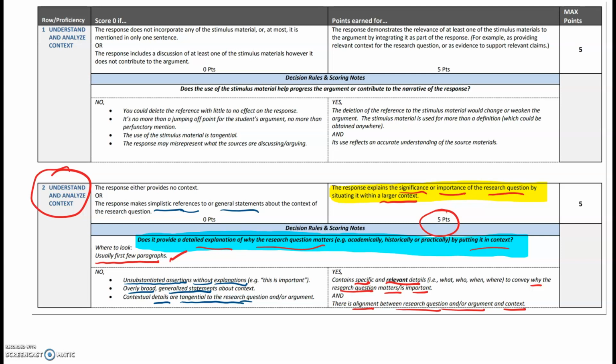And if you look over here, this is the yes or no. Does the paper do this? And right here is the yes. Does it contain specific and relevant details, the what, the who, the when, the where, to convey why the research question matters or is important? And it's got to do both of these things; there has to be an alignment between the research question and the context. And you'd think, well, how in the world does anybody do it without aligning it? Well, let's take a look. I'm going to show you maybe a couple that work, and then one that doesn't, and you can tell where they went wrong.